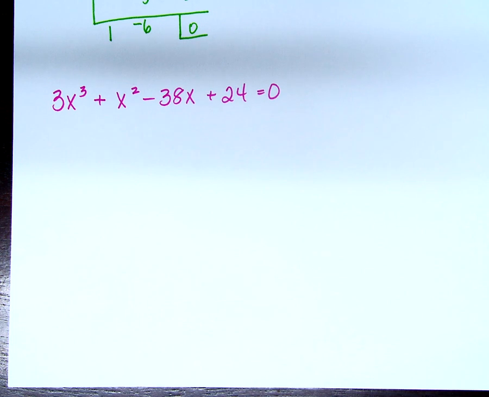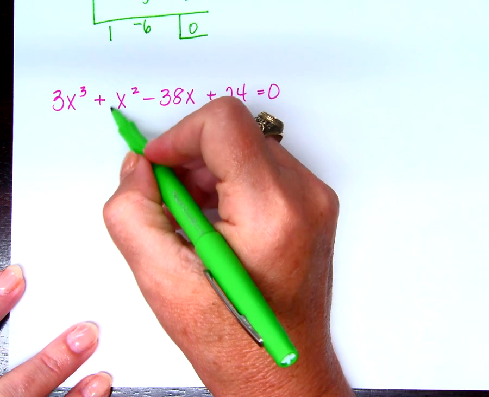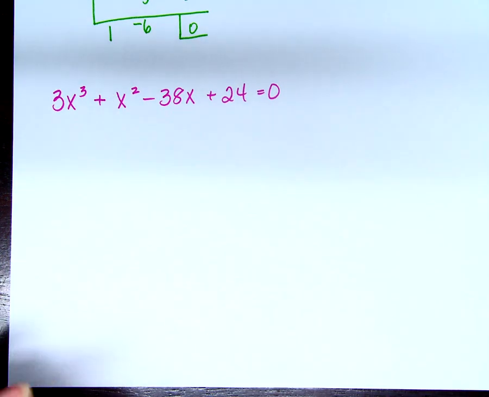3x to the third plus x squared minus 38x plus 24 equals 0. What's the first thing I think about? Greatest common factor? Is there a greatest common factor? Well, as soon as you see a 1, you know there's probably not a greatest common factor, right?